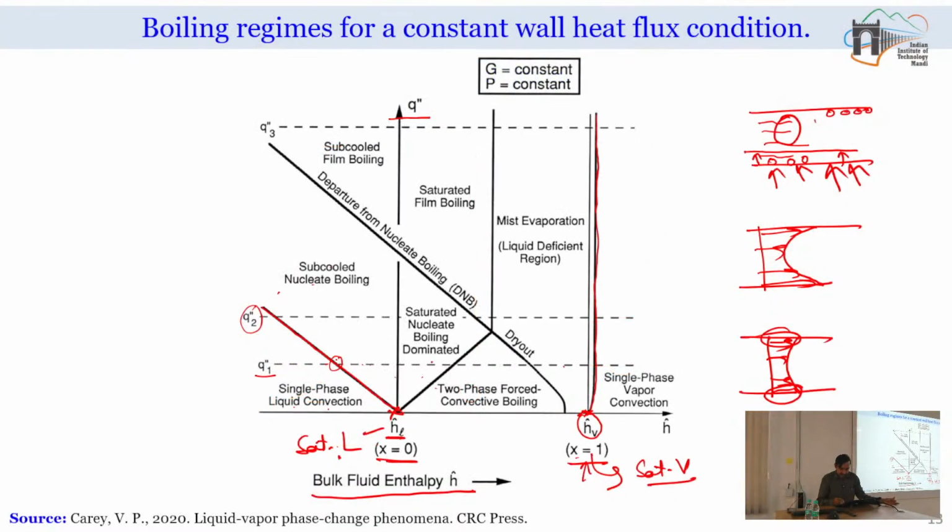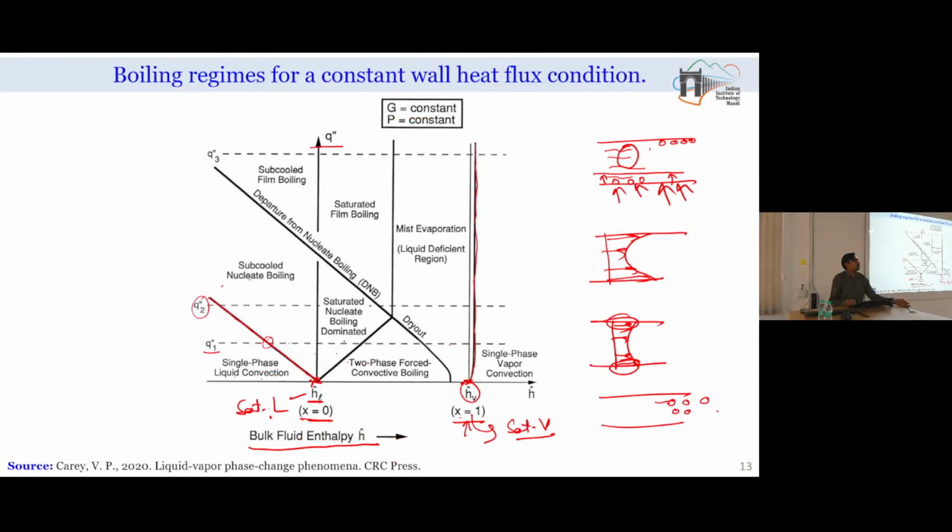The reason is, along with the vapor, in the core there can be small droplet mist which is present. Even so, if you put a thermocouple over here, say close to the wall, that thermocouple will give you the temperature of the vapor medium. It will not give you the temperature of the liquid droplet.